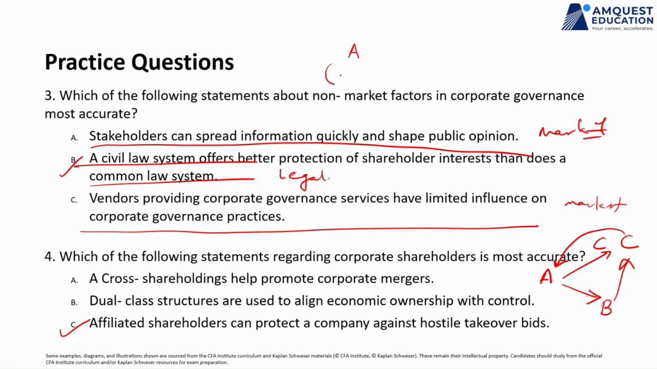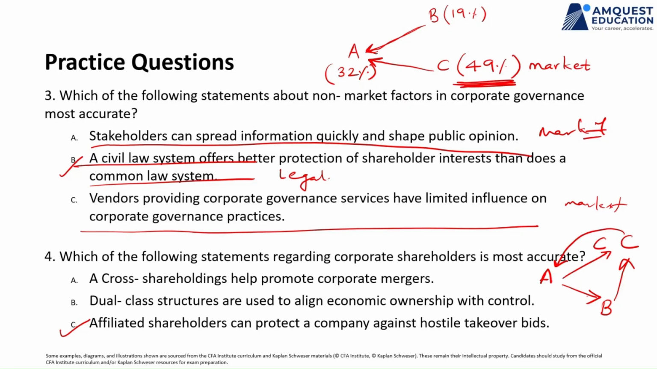Company A, the promoter has 32% shares. Company B and company C. Company B has 19% shares in company A. And company C has already purchased 49% shares from the market for company A. So company C wants to now possibly acquire A. And if they have to acquire A, they need 2% more.